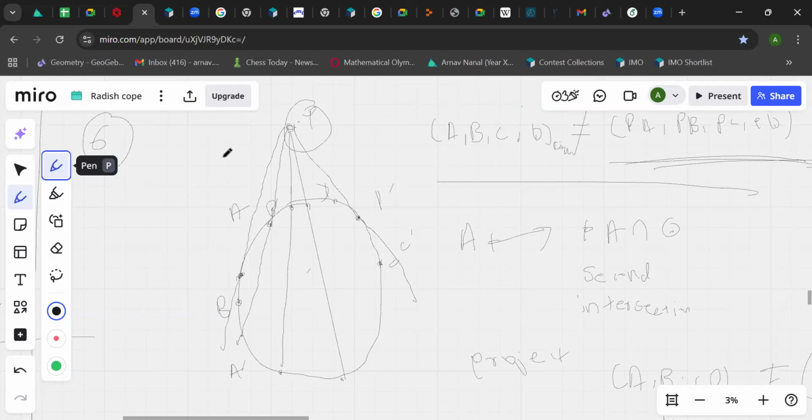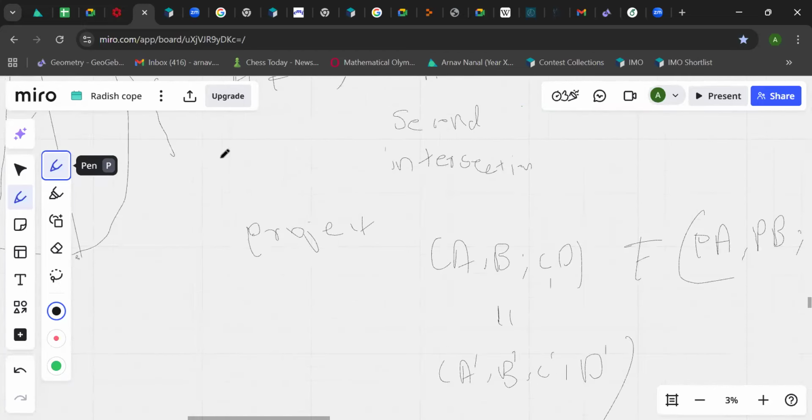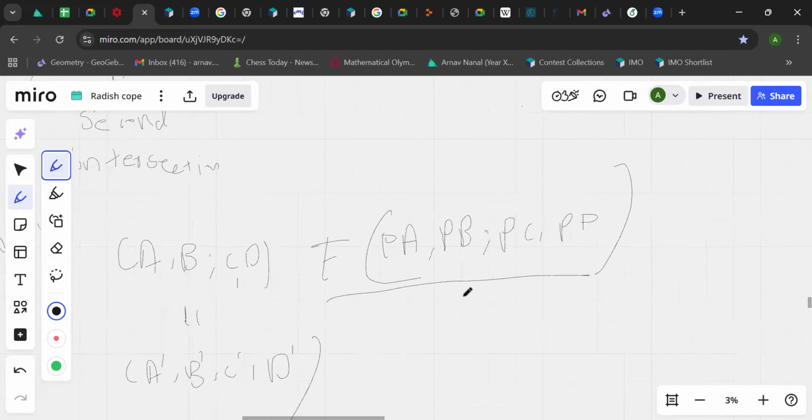You need to replace all of them. You need to replace A by A prime, B by B prime, C by C prime, D by D prime. No, but because it's not the same as the line PA. That's important because this is not equal to line.